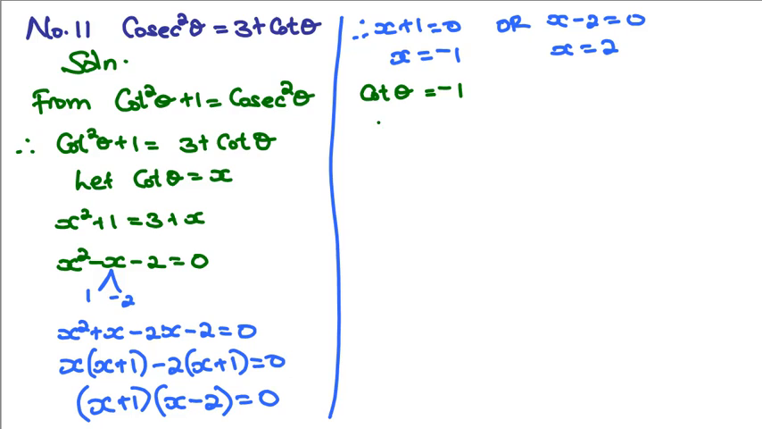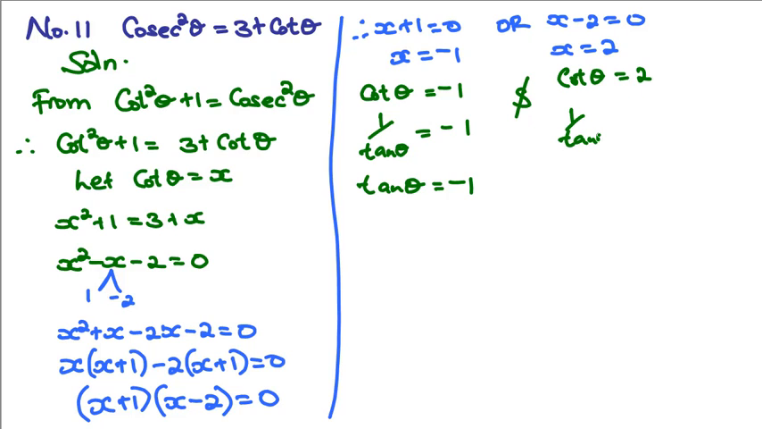So when we substitute back for x being equal to cot theta, you realize that cot theta is equals to -1 over tan theta, because cot theta is equals to 1 over tan theta. You realize tan theta is equals to -1, and on the other side you also have cot theta is equals to 2, and 1 over tan theta is equals to 2. Therefore, tan theta will be equal to a half.